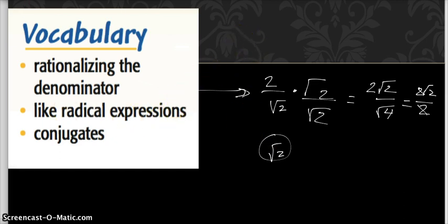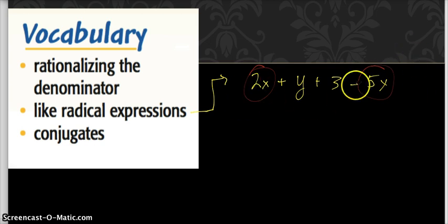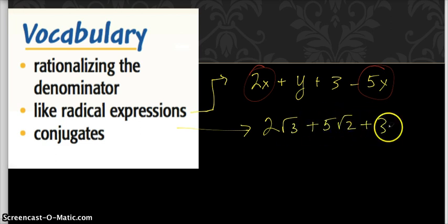When we talk about like radical expressions, it's just like having like terms. You remember we would have something like 2x plus y plus 3 minus 5x. And hopefully you would recognize that 2x and 5x are like terms because they have the same variable, right? We would have like radical expressions, all right? So like radical expressions would be like 2 root 3 plus 5 root 2 plus 3 minus 5 root 3.